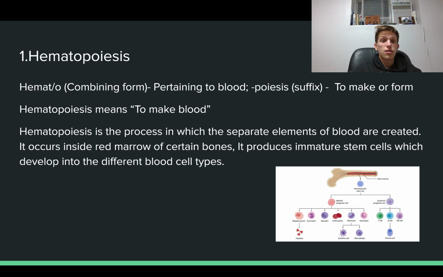Hematopoiesis is this first term, which means to make blood, and this happens in the red bone marrow. So this produces erythrocytes, which we will talk about later. Or well, I guess it produces immature stem cells, which make into erythrocytes.